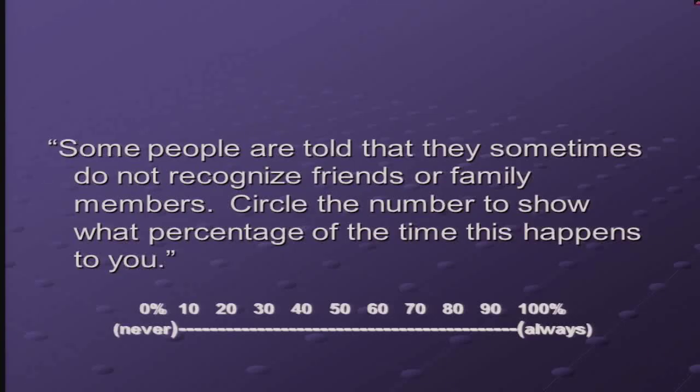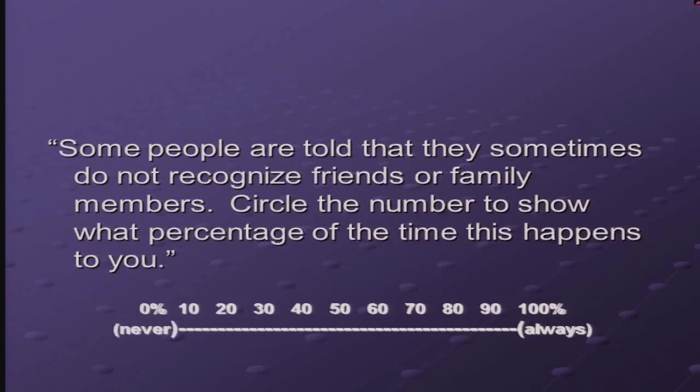Try this one. Some people are told that they sometimes don't recognize friends or family members. Well, if you're stuck in a room with your Aunt Esmeralda and somebody flicks on the light 10 times for 1 second each time, and 5 of those seconds you recognize Aunt Esmeralda, and 5 you don't, and you feel this applies to you 50% of the time, and you circle 50%, you have answered the question, right? Wrong. It's not asking you how often you don't recognize Aunt Esmeralda. It's asking you how often you're told that you don't recognize Aunt Esmeralda. She's still going to be upset no matter what.